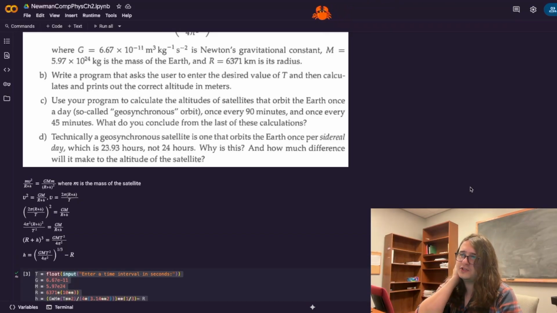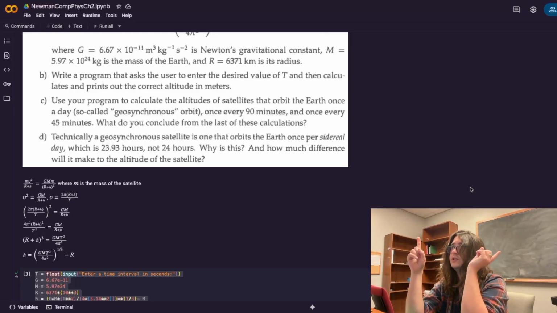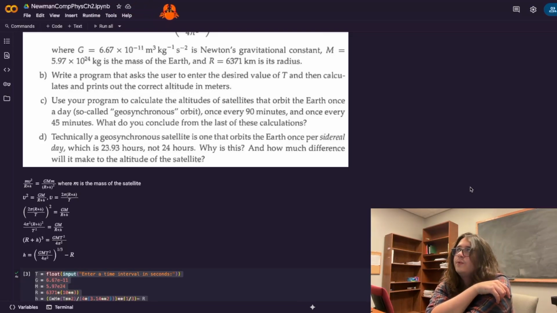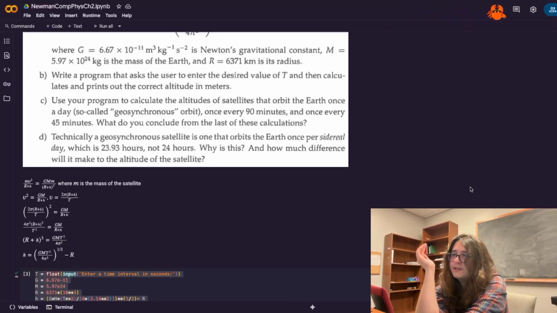So technically, a geosynchronous satellite is one that orbits the Earth once per sidereal day, which is 23.93 hours, not 24. From what I could find, a sidereal day refers to the amount of time for one rotation with the stars as your reference point, not the Earth's center as your reference point, which means you have to take into account the fact that the Earth is actually orbiting the sun as well as rotating. So that's why it's a little bit less.